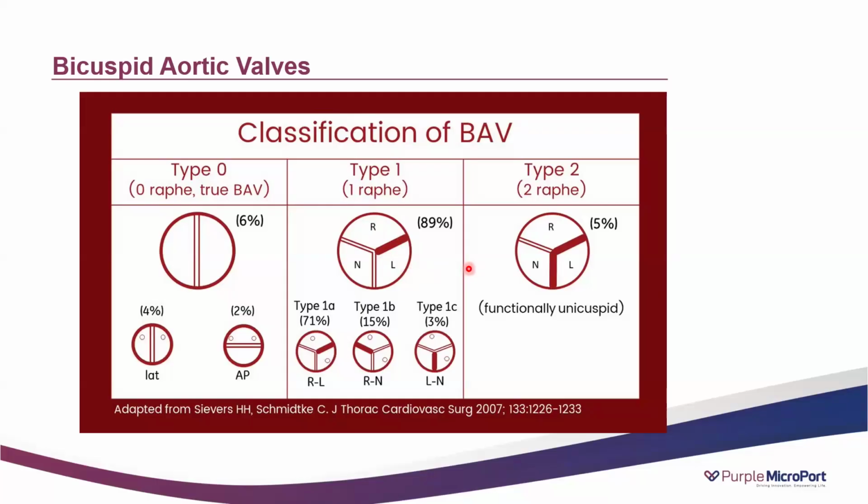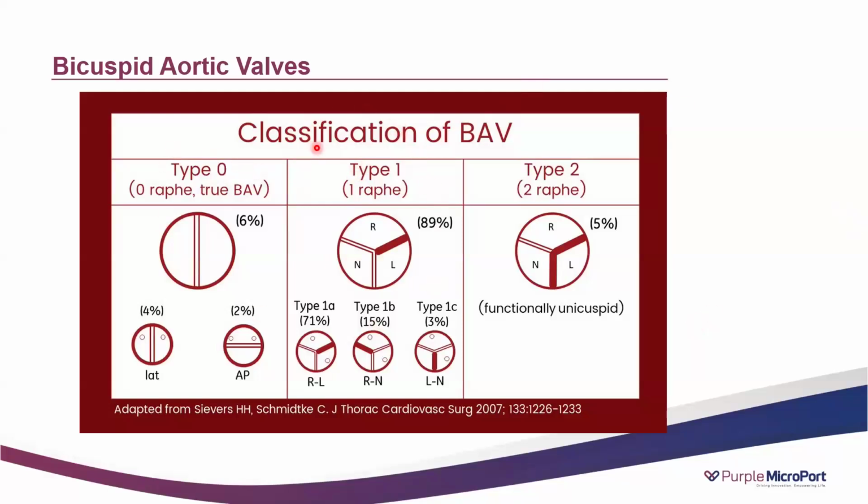So one is type 0, one is type 1, and one is type 2. Type 2 is very rare, where you will see two raphes, between right and non, and left and right and non. So there are types of bicuspid: type 0, only two cusps; type 1, where the raphe will be between right and left, right and non, or left and non; and type 2, again very rare. The most common will be type 1 and type 0.